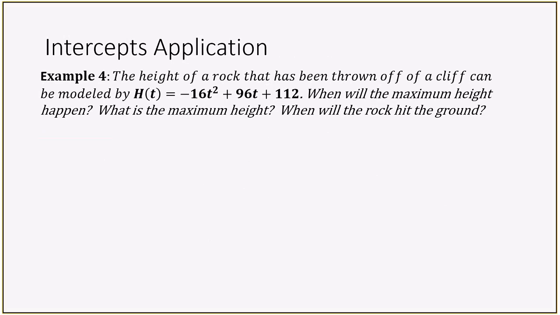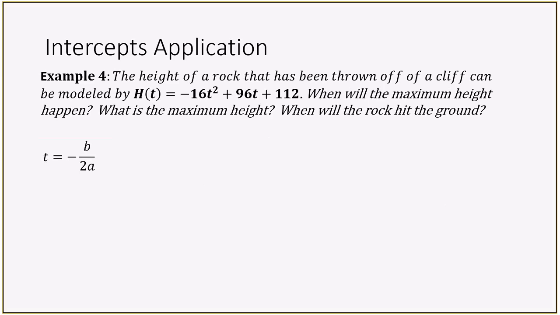The height of a rock that has been thrown off of a cliff can be modeled by h of t equals -16t squared plus 96t plus 112, and I assume that's in feet. When will the maximum height happen? What is the maximum height, and when will the rock hit the ground? Okay, so really three different questions here, but everything but the last one revolves around vertex form. So let's find our vertex form.